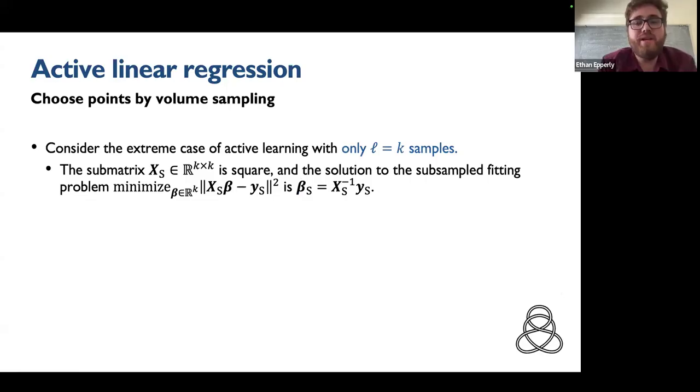Now, for this talk, I'm only going to consider the extreme case where I'm only allowed to read L equals K samples. So my data points X lie in R^K, and I'm saying I only get K samples. And in this case, the submatrix X_S is going to be a K by K square matrix. And the solution to this subsampled fitting problem is just going to be beta_S equals X_S inverse times Y_S.